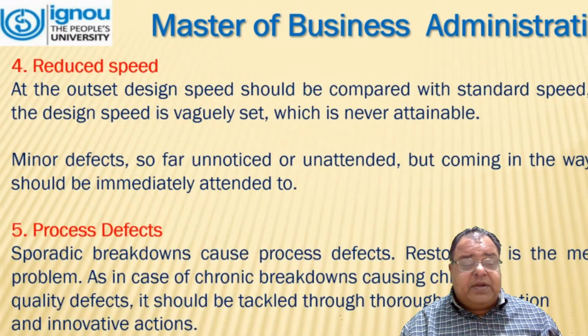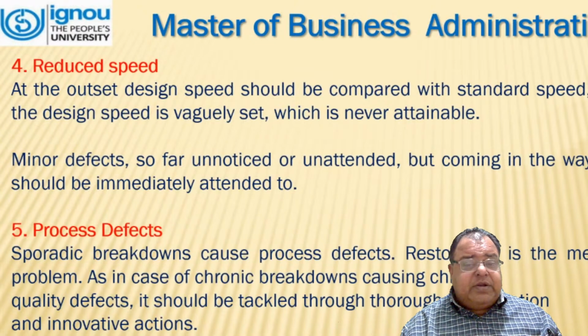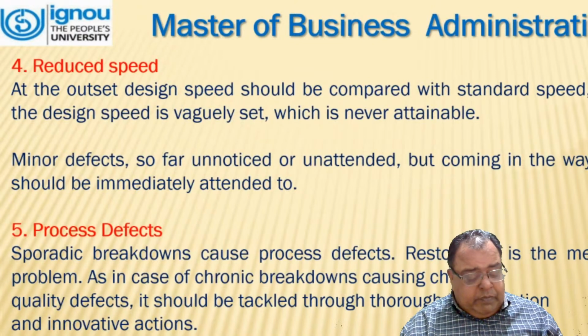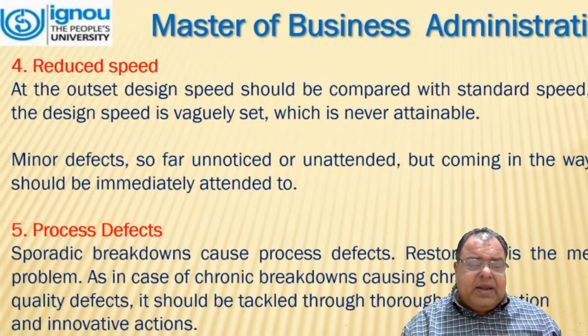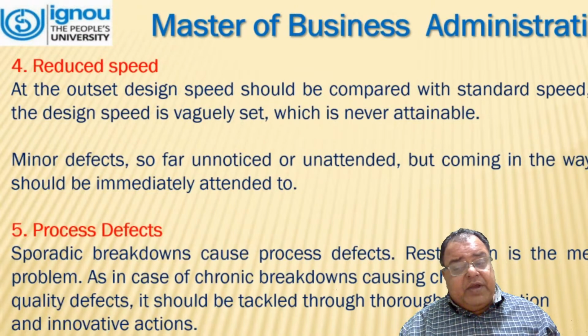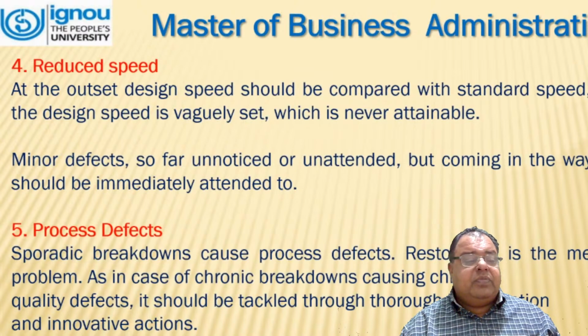Fourth one is reduce speed. At the outset, design speed should be compared with standard speed, since many a time a design speed is vaguely set, which is never attainable. Minor defects, so far unnoticed or unattended, but which become a hindrance to increasing speed, should be immediately attended to.